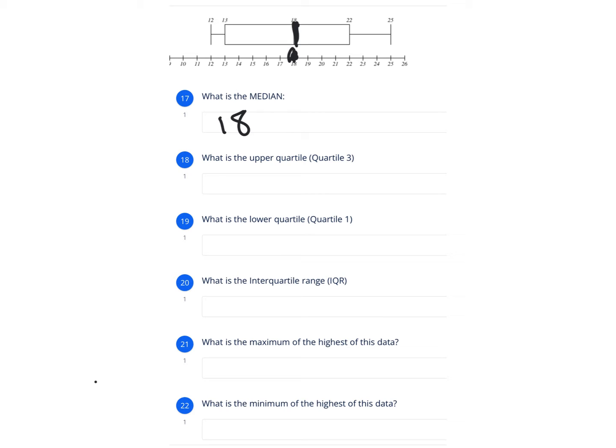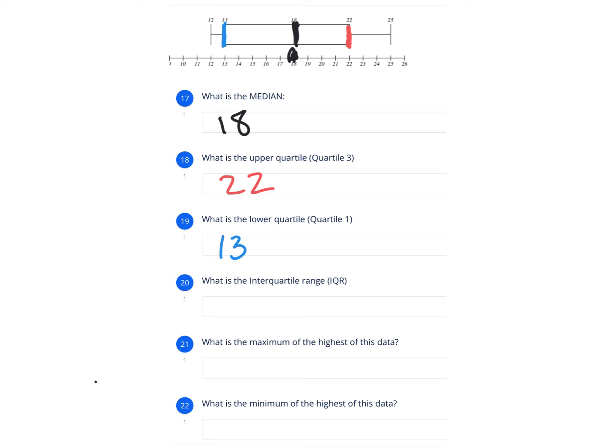The upper quartile, or third quartile, means what number's in the middle of the last half of the data. So your third quartile is always the line at the end of the box, okay? So in my data set here, that is 22. That's the third quartile, or the last quartile, okay? On the other side, it says what is the lower quartile, or quartile one, sorry. Okay, so that's always the line on the other edge of the box, which in my case is 13.